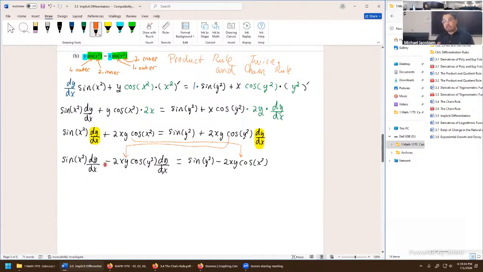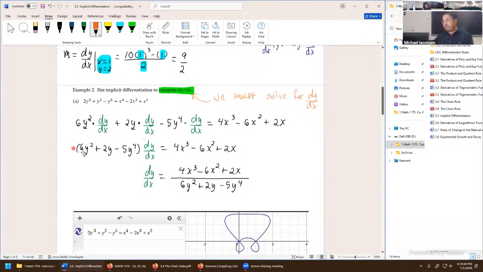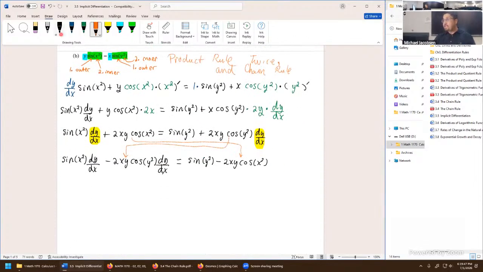Last thing to do is just factor out the dy/dx. Essentially, we're at this step right here. We want dy/dx in just one spot, so we can do a division. So factor out dy/dx, and we'll get sine x squared minus 2xy cosine y squared times dy/dx equals sine y squared minus 2xy cosine x squared.